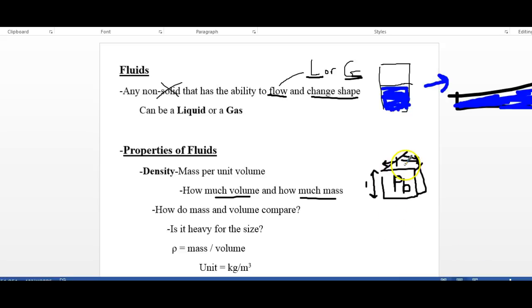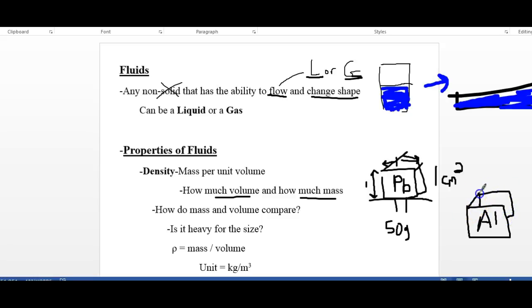I'm just trying to make a cube. So we know it's 1 by 1 by 1, so that would be its volume. And then if we put it on a scale and weighed it, we might see it weighs 50 grams. If we took a different substance, such as aluminum, Al, and made it the same size, 1 by 1 by 1, my drawing skills are not the best with this, it would have the same volume, 1 centimeter cubed. I said squared, but actually cubed, it'd be the same.